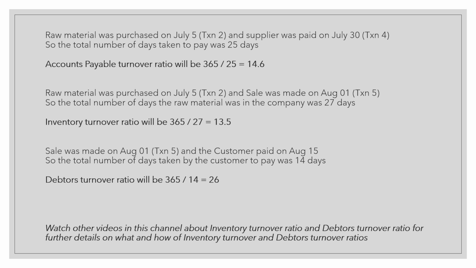Sale was made on August 1, which is transaction 5, and the customer paid on August 15. So the total number of days taken by the customer to pay was 14 days. Therefore, the debtors turnover ratio will be 365 divided by 14, which is 26. You can watch the other videos in this channel about inventory turnover ratio and debtors turnover ratio for further details on what and how of inventory turnover and debtors turnover ratio.